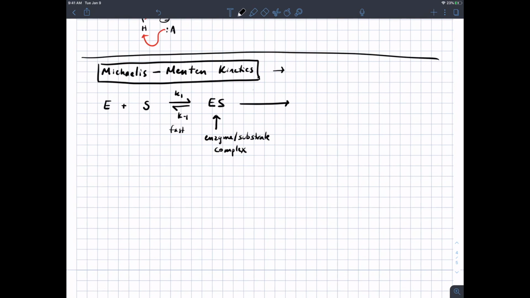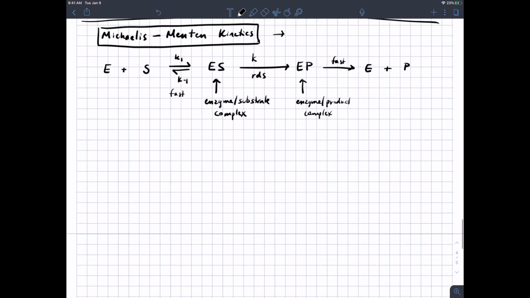And then conversion of substrate into product. This is the enzyme product complex. And the conversion of substrate into product is the rate determining step. We're assuming that that happens in a single step. You don't have to assume that, but it makes the math easier if you do. And then finally, fast dissociation of enzyme and product.